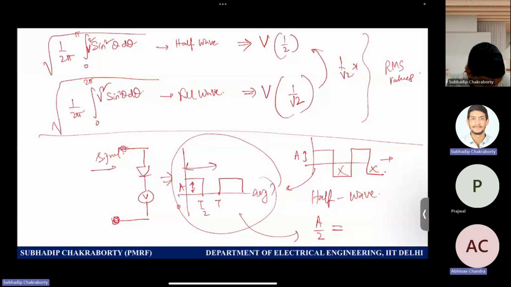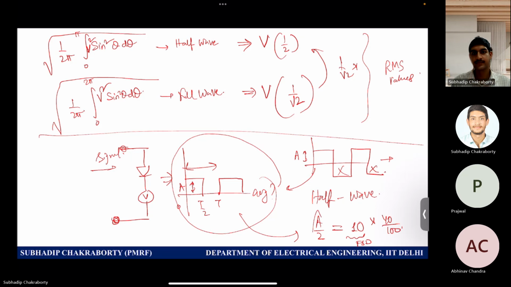Agreed or not? Yes, sir. A by 2 equals to... See, this is FSD, full scale deflection. So 40% of this is nothing but A by 2, because that information is given to you.